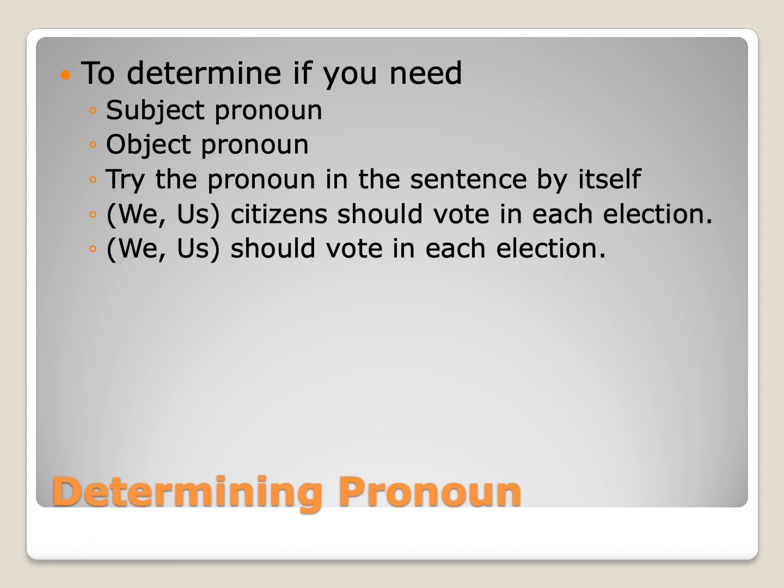So here, we or us citizens should vote. We citizens or us citizens. Take away citizens. We should vote in each election. Us should vote in each. Well, it's going to be we. All right, so hopefully you understand that. That's one of the best tricks to be able to do this pronoun.